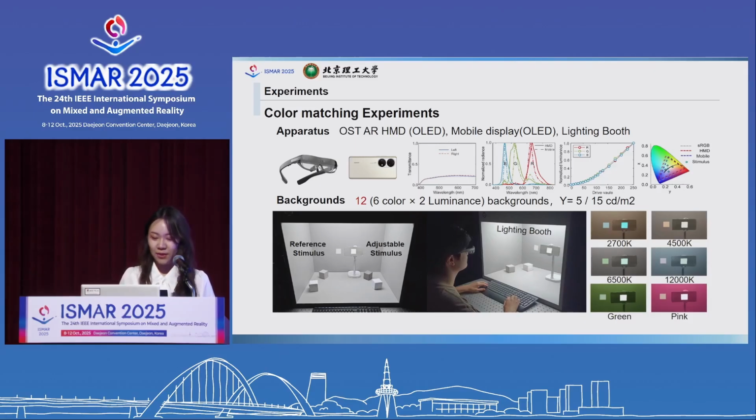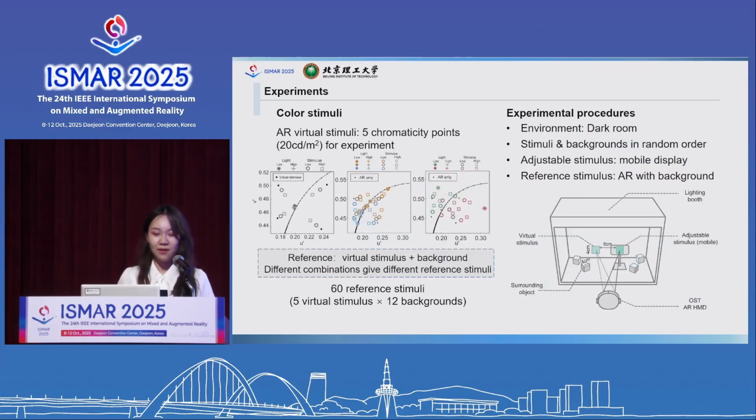And for background, we use an immersive lighting booth. The color has 4 correlated color temperatures and 2 more colorful ones, each at 2 luminance levels. So there are 12 backgrounds together. And for color stimulus, we set 5 chromaticity points at a fixed luminance level. And the reference is the blend of virtual stimulus and the background. So different combinations will give different reference stimuli. There are 16 reference stimuli together.